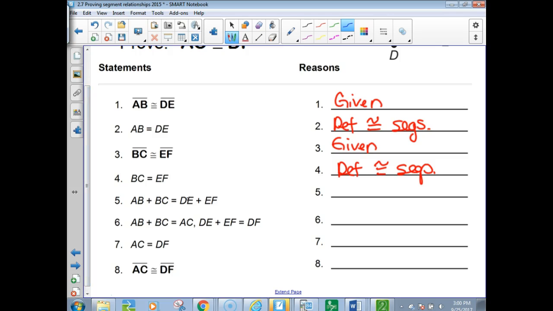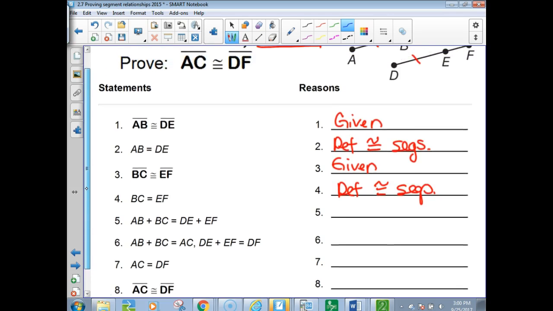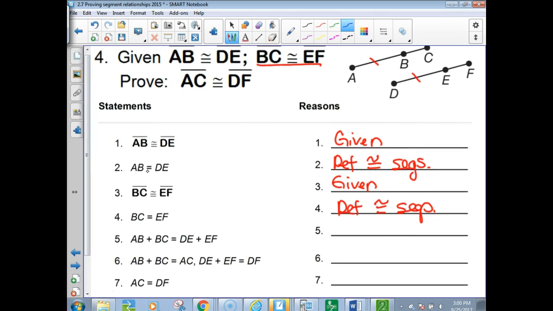Then line 5. Well, wait a minute. Let's see. They're taking this statement, AB equals DE, and then they're adding to both sides something that's said to be equal. So if you add something that's equal, you are just doing the addition property.